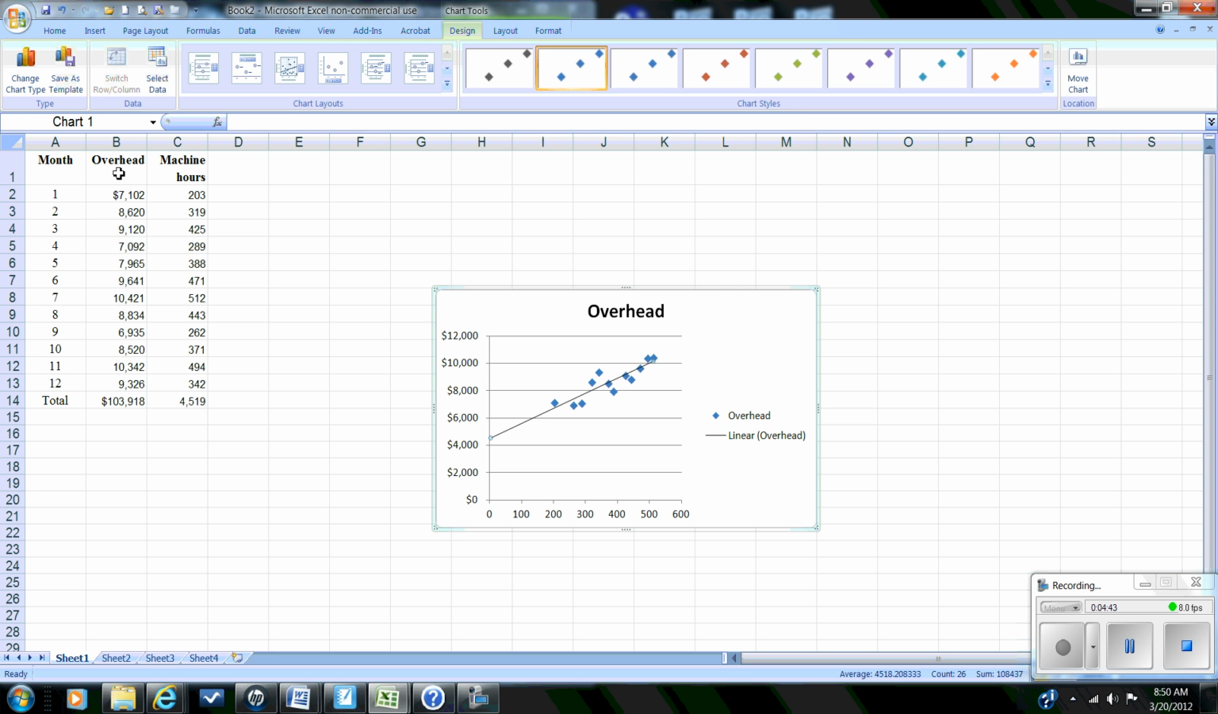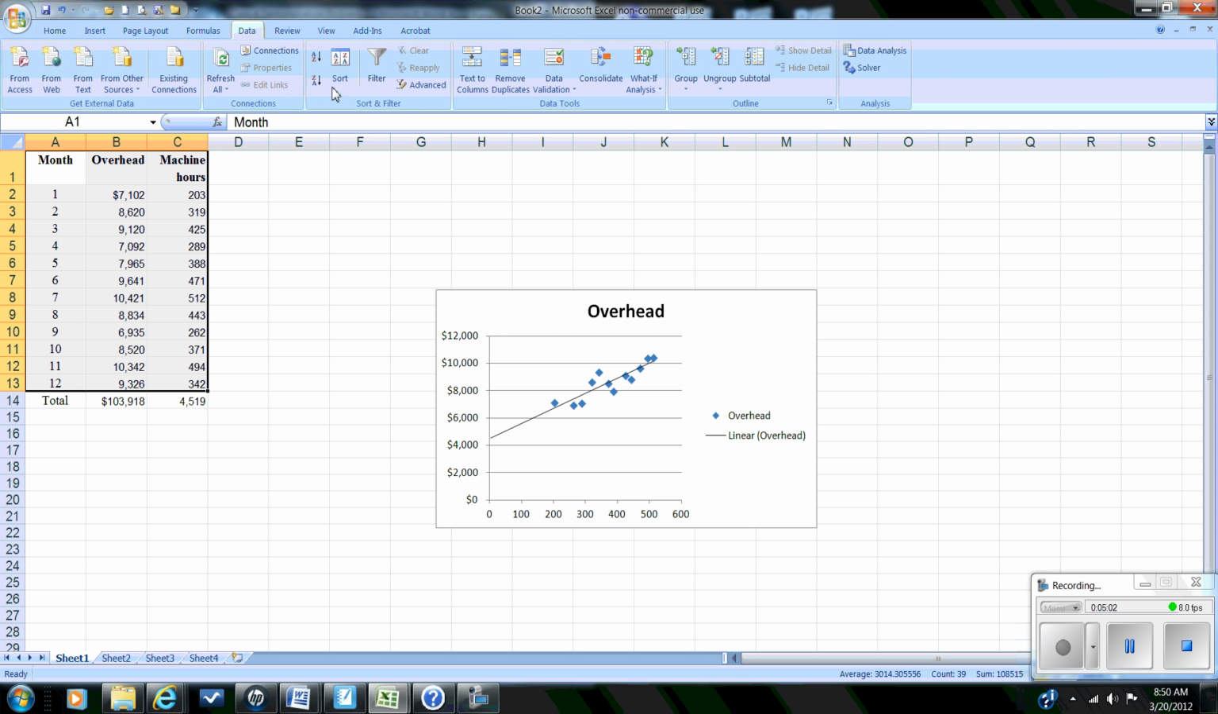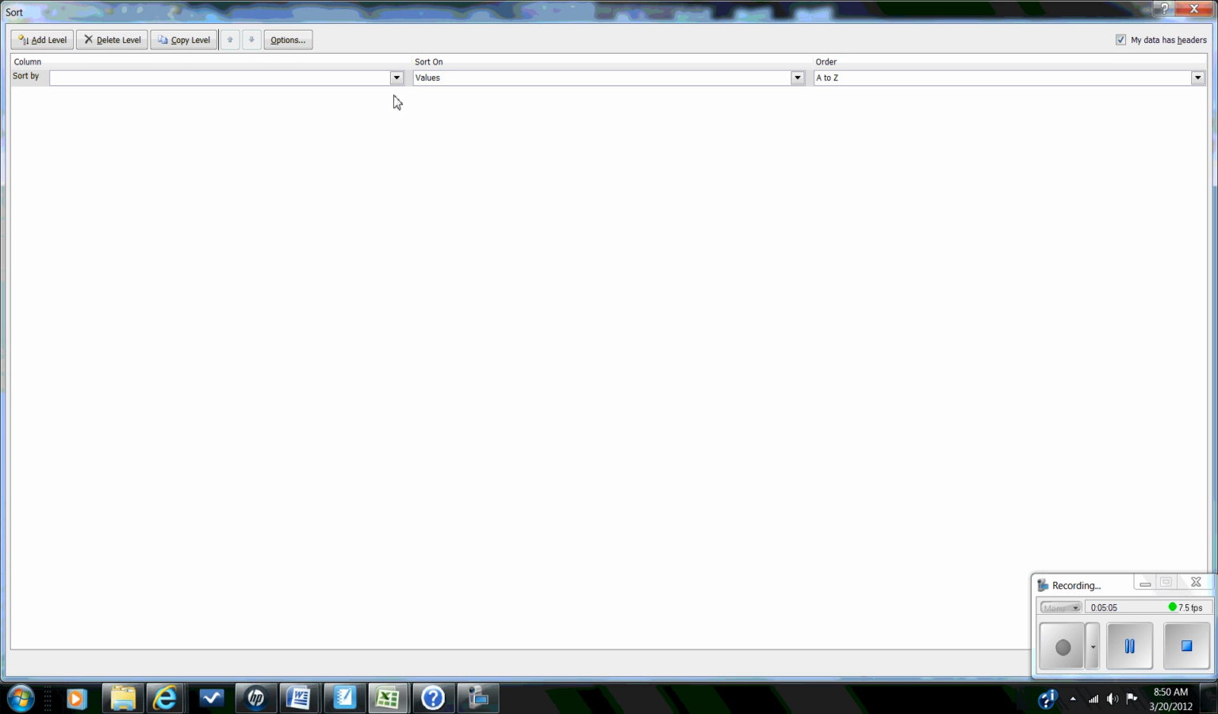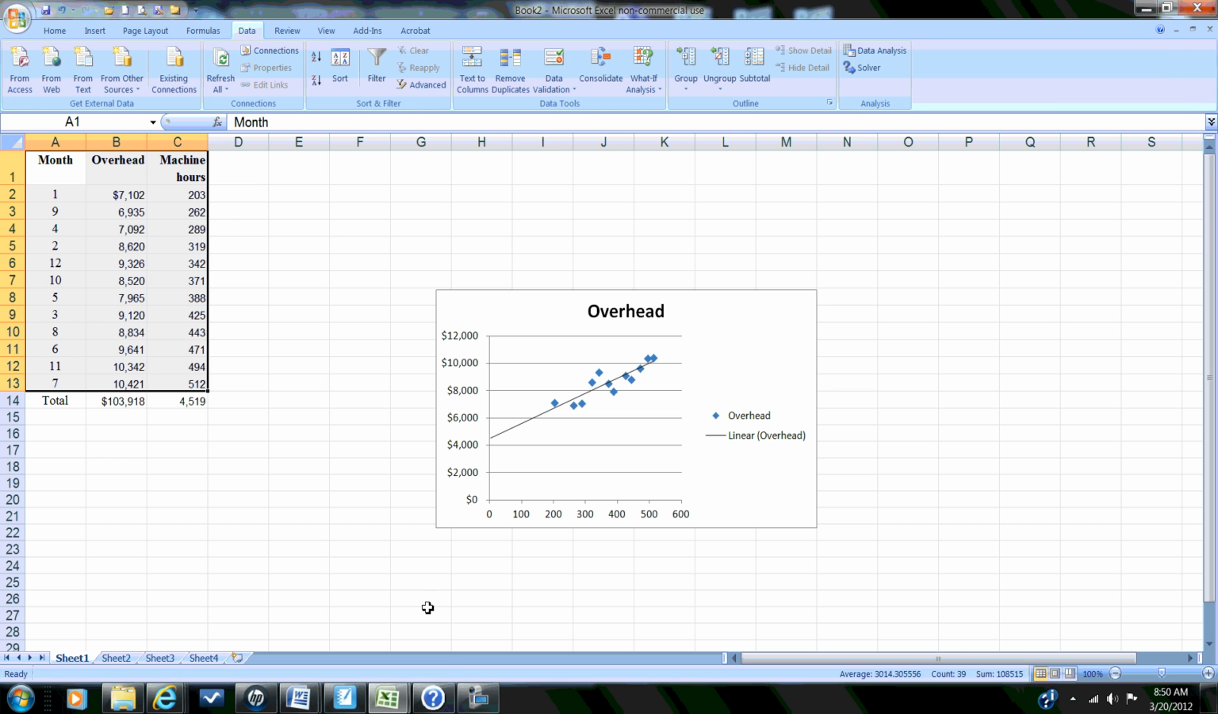And the first thing we want to do is to sort our data. So we're going to highlight again the data fields. Again, we're going to leave out the totals. And we want to sort this by machine hours from the lowest number of machine hours to the highest. That's our activity. So we'll go over to data and we'll click on sort, and we're going to tell it to sort by the machine hours based on the values, and we wanted to go from the smallest to the largest. Go down there, click OK, and now we have our high and low activities.